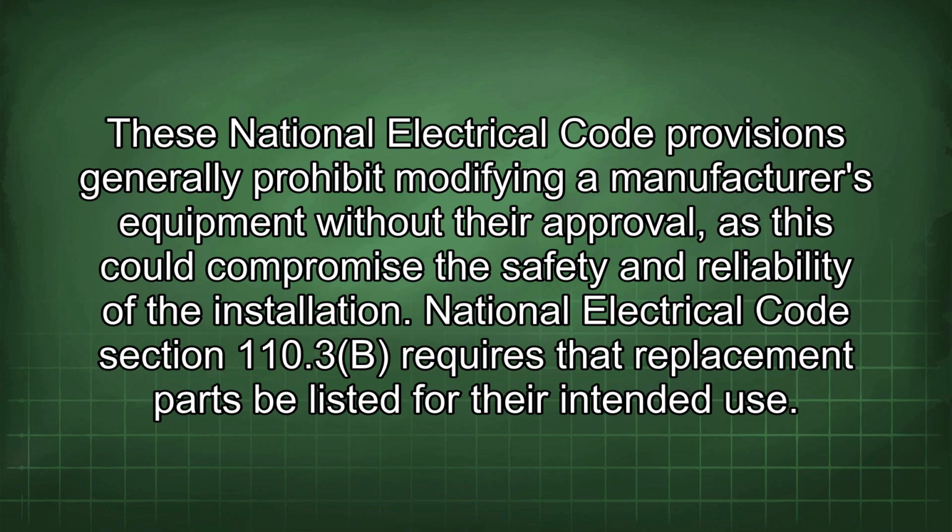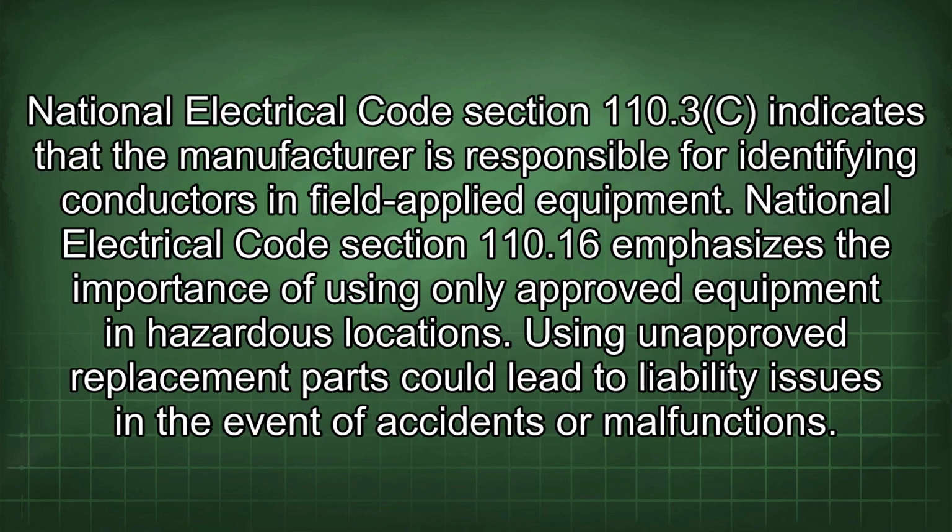These National Electrical Code provisions generally prohibit modifying a manufacturer's equipment without their approval, as this could compromise the safety and reliability of the installation. National Electrical Code Section 110.3b requires that replacement parts be listed for their intended use. Section 110.3c indicates that the manufacturer is responsible for identifying conductors in field-applied equipment. Section 110.16 emphasizes the importance of using only approved equipment in hazardous locations.